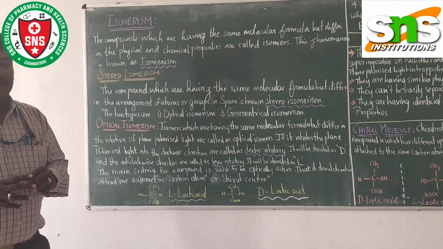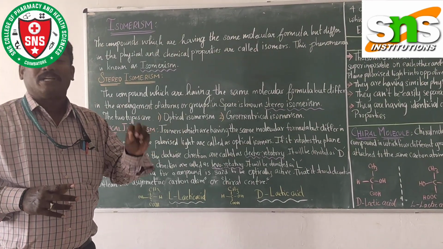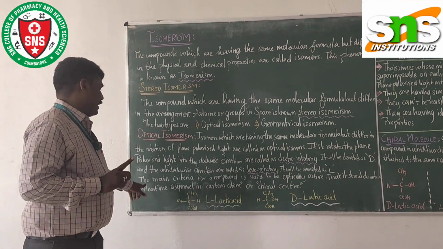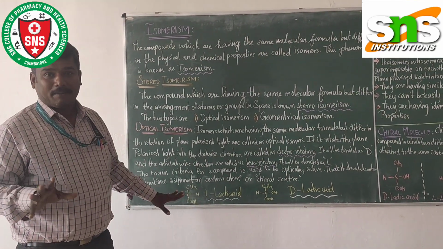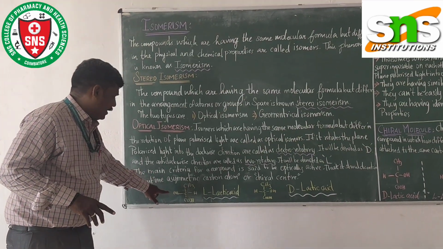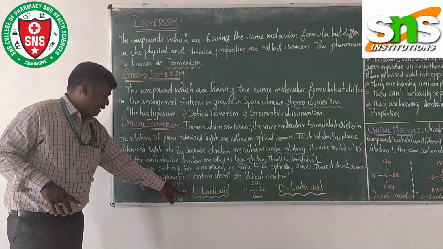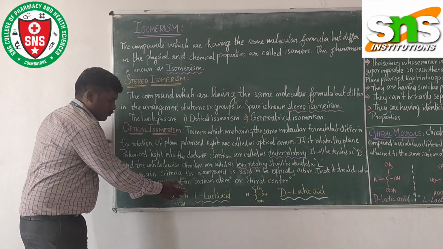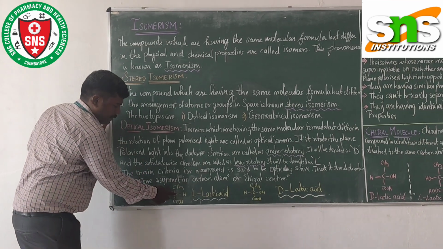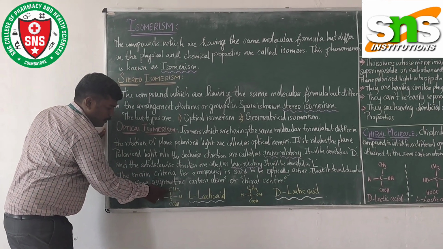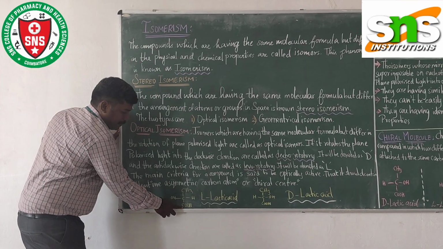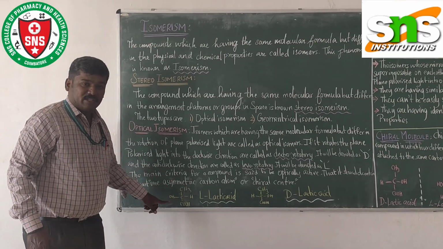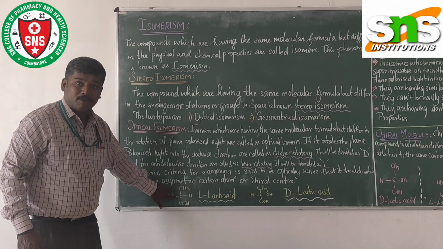So what is the main criterion for a compound to be optically active? It should have at least one asymmetric carbon atom. What is this asymmetric carbon atom? Here I have drawn an example, that is lactic acid. Here four different groups or atoms are attached. This is the example L-lactic acid. Hydrogen is present, methyl group is present, hydroxy group is present, and the carboxylic acid group is present. So four different groups are attached to that same carbon atom.